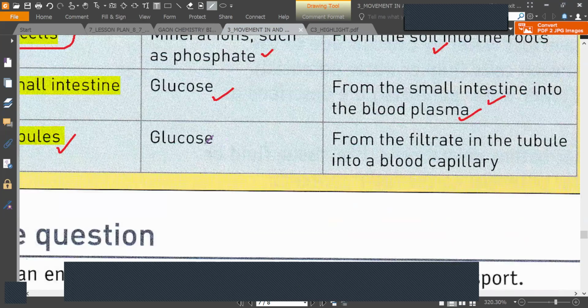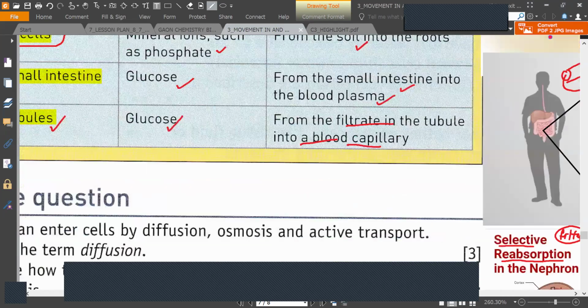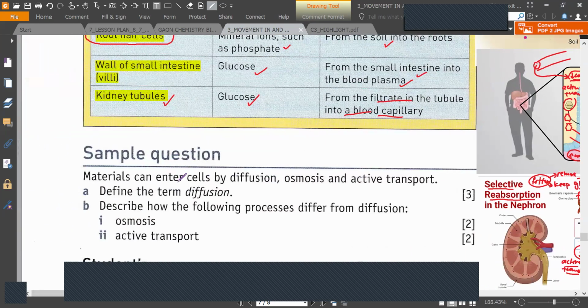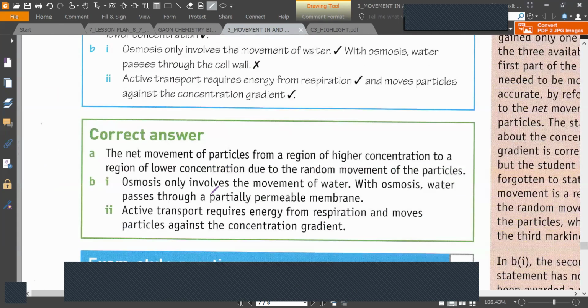So we reabsorb the glucose from the filtrate in the tubule into a blood capillary. Okay, so next we will look at this sample question. Materials can enter cells by diffusion, osmosis, and active transport. Define the term diffusion. So this is straightforward. What's diffusion? Net movement of particles from a region of higher concentration to a region of lower concentration due to random movement of the particles. So the key point is from high concentration to low concentration.